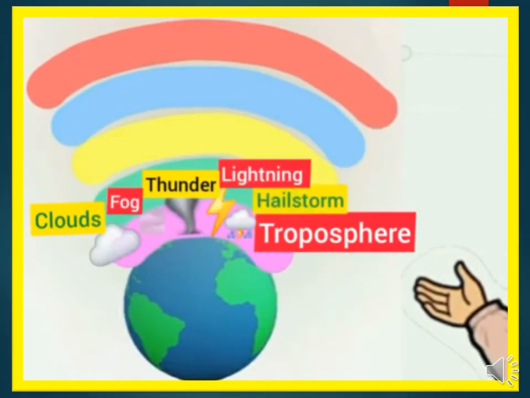Now this layer is very important because it has the air we breathe, that is oxygen, and all weather phenomena like clouds, fog, thunder, lightning, hailstorm, rainfall, all occur in this layer. So you see the importance of the troposphere.